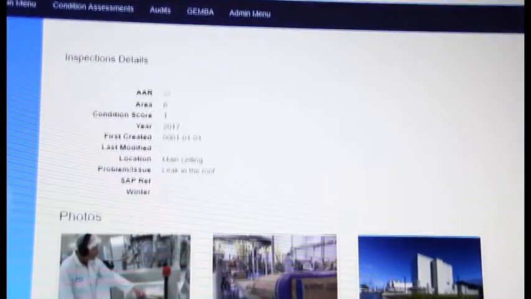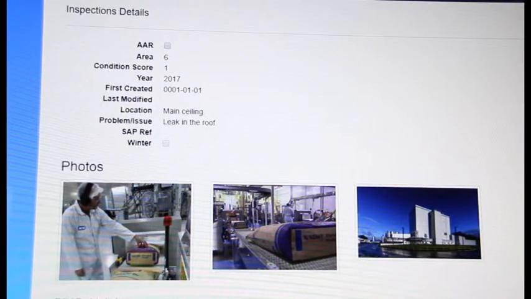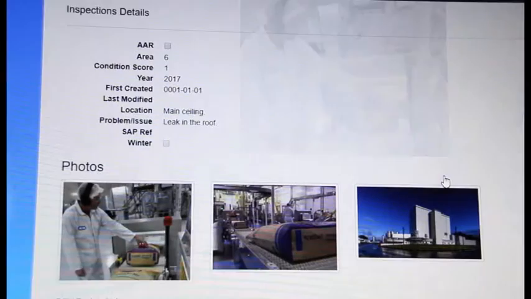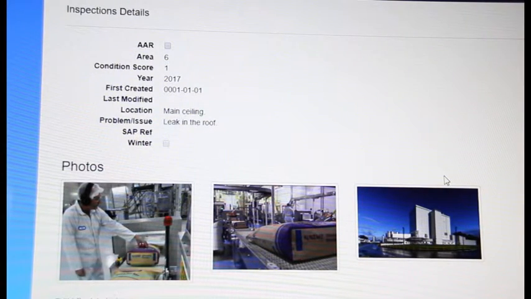If you go to the details of an inspection, you can see all the information for that particular inspection, as well as photos that are related to that. You can click on a photo and see a larger version of it.